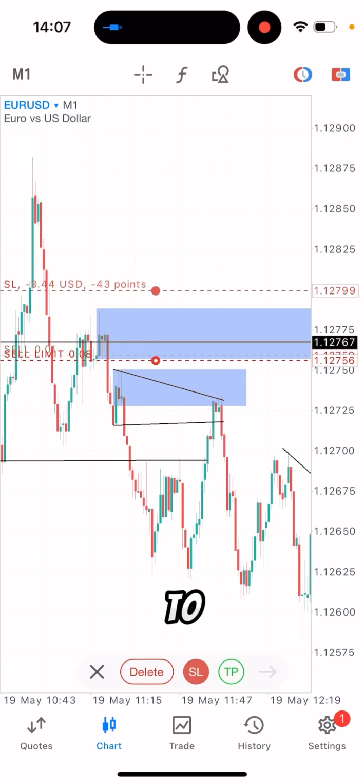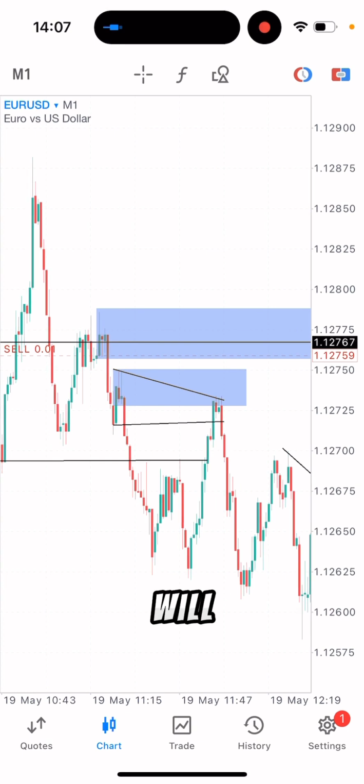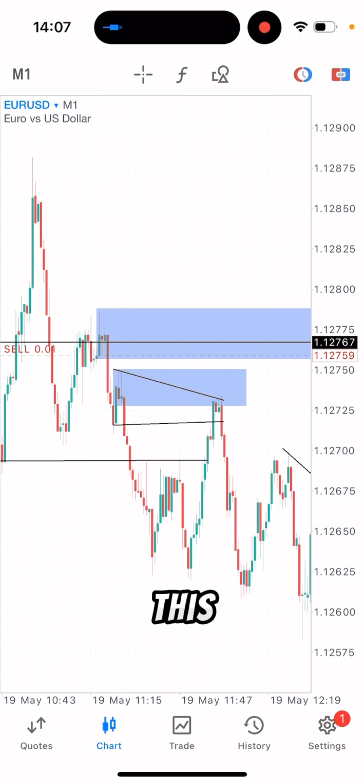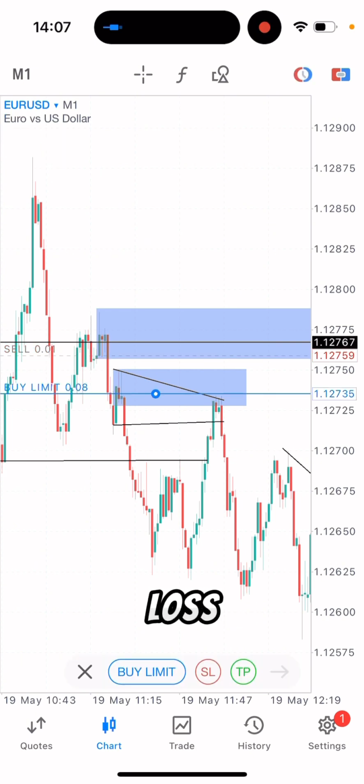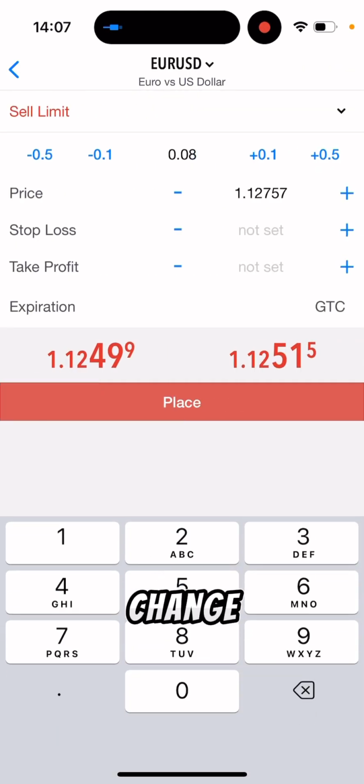Now, in fact, I want to risk $5, not $3. So what I'll do is this: I will just increase my lot size. I'm going to show you how powerful reducing stop loss is, how reducing your stop loss and increasing your lot size can change your whole game. Understand?